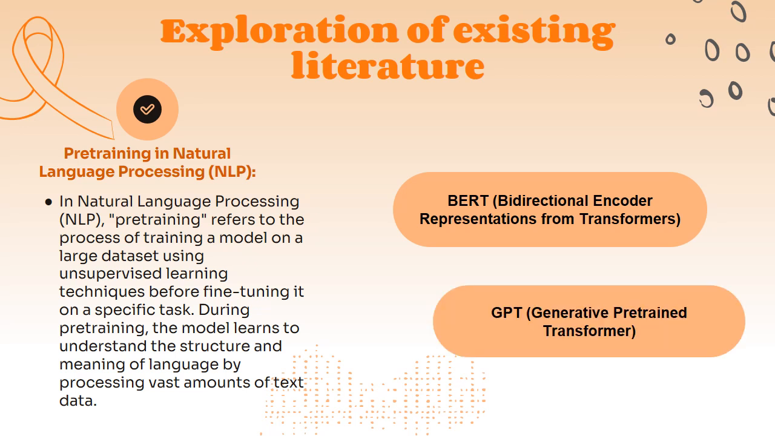GPT is another example of a pre-trained NLP model developed by OpenAI. It's trained using a transformer architecture on a diverse range of text data. GPT learns to generate coherent and contextually relevant text by predicting the next word in a sequence of text. It can be fine-tuned for various tasks, including text completion, text summarization, and language translation.